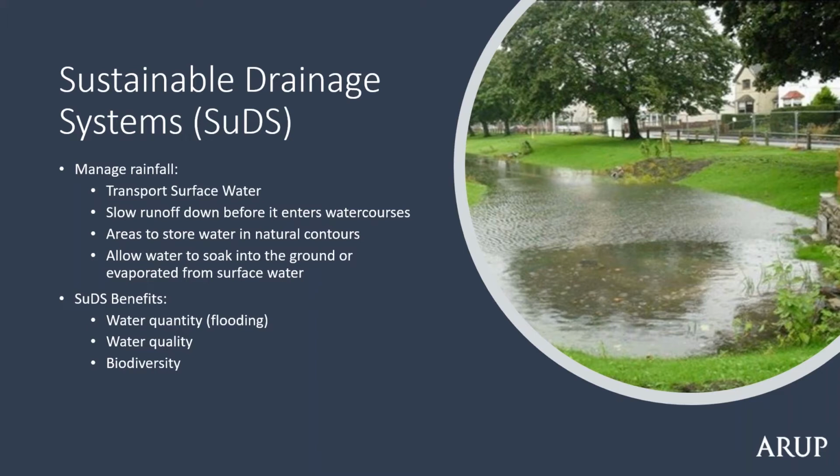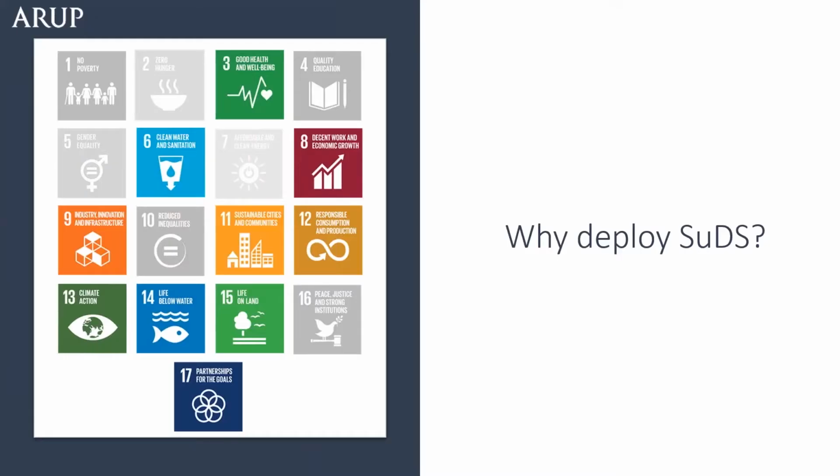The benefit of using a SuDS over a traditional drainage system is the fact that it actually boosts the local biodiversity, both in the water and on the surface, as well as boosting local water quality. So why deploy SuDS? Arup take the Sustainable Development Goals very seriously. As we can see here, deploying these SuDS actually allows us to reach 10 of these goals. I mentioned briefly life above water and below water, and clean water and sanitation are some of the things that SuDS directly affects. So that's why it's quite important that we reach these goals.